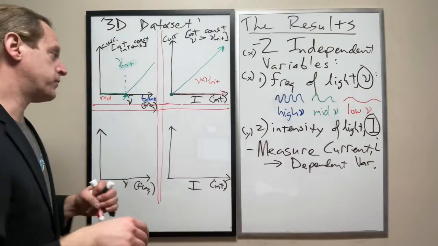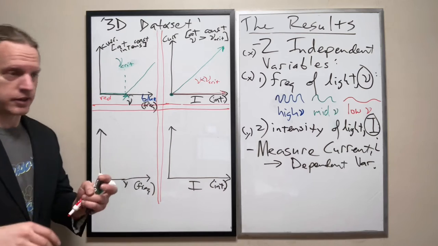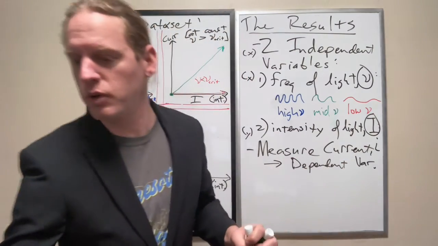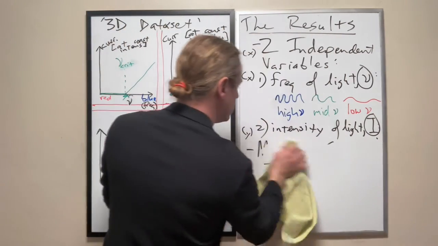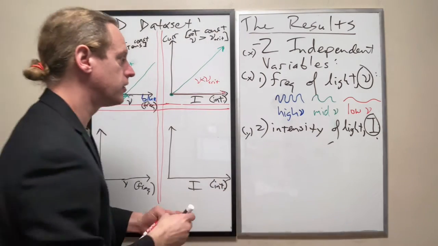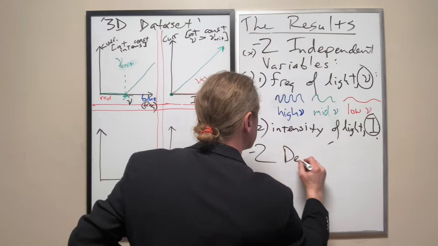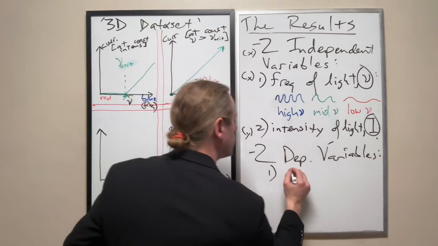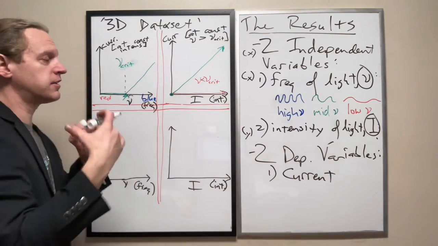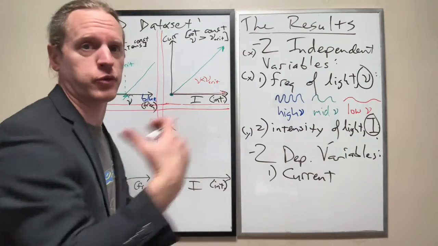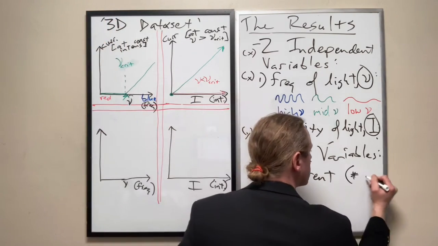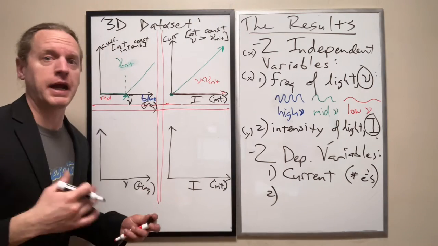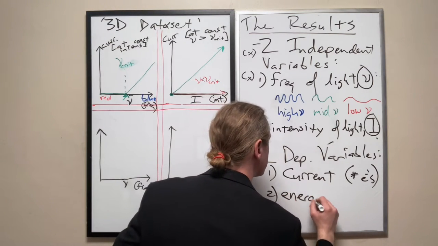So that's our first two measurements here. Now, if we go down, let's do two other things. Instead of measuring the current as a result, I should say there are actually two dependent variables. The first of those was the current, which we can view as simply the number of electrons released, as long as we understand that that's what current is. And the second thing, which I should have included from the outset, is the energy of each electron.